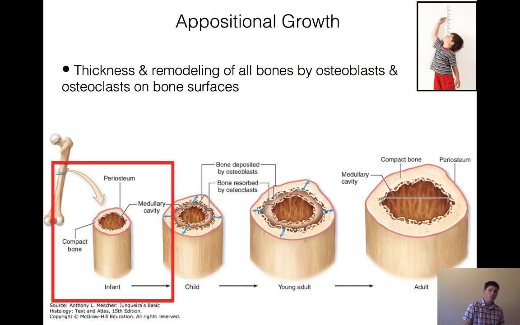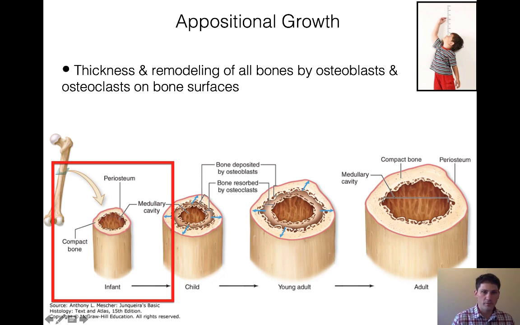Now, appositional growth. We said that was interstitial growth; now we're looking at appositional growth. Appositional growth is thickening our bones. As we get older and bigger and grow, we put more weight and more forces on our bones, so those bones need to be thicker and able to withstand the forces that we're putting on them. As an infant, you can see in this image, we've got our periosteum on the outside, and we've got our medullary cavity and that endosteum on the inside.